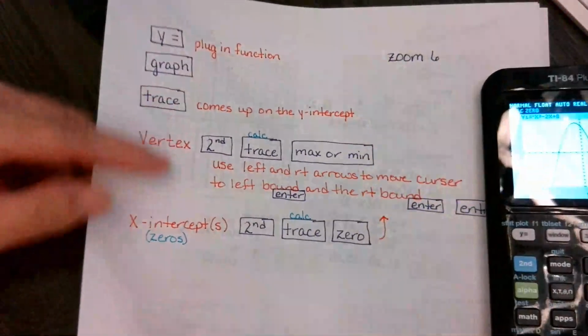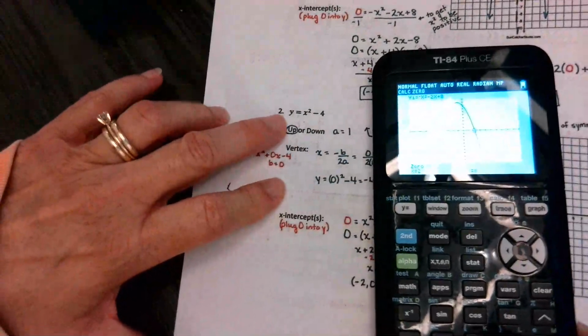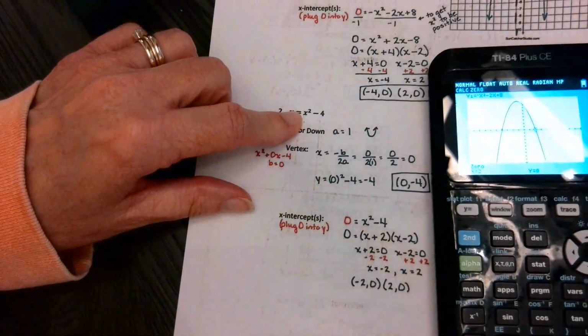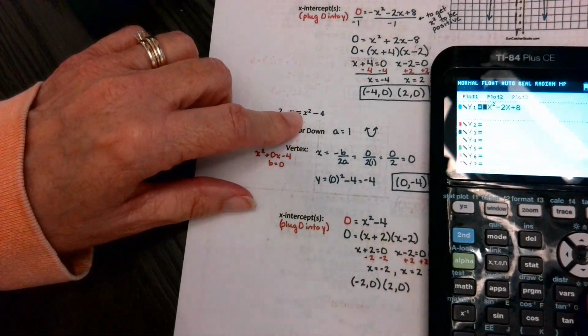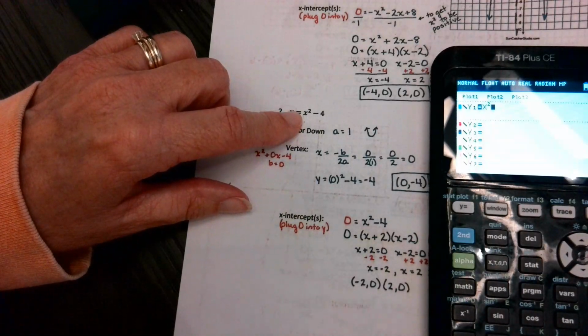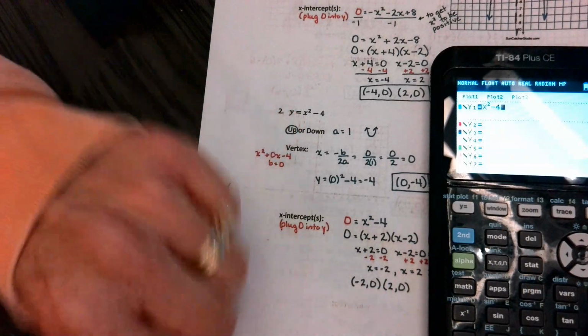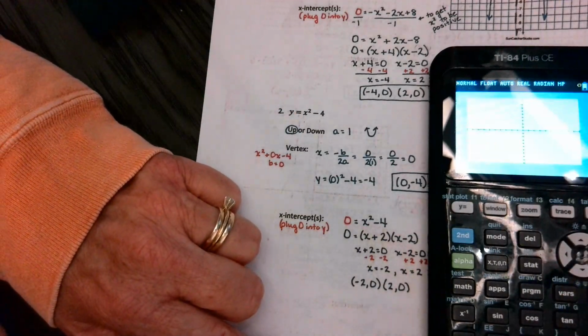Okay, so let's look at the second one, and let's type this in. Well, we knew it opened up because our a was positive, but I'm going to go to y equals. I'm going to clear this one out, and I'm going to type in x squared minus 4. Okay, so we know it opens up, so let's just hit graph because that's what I did next.